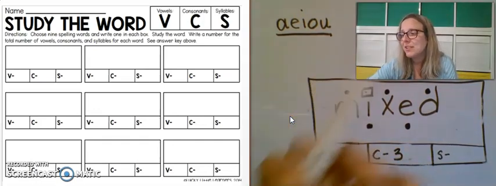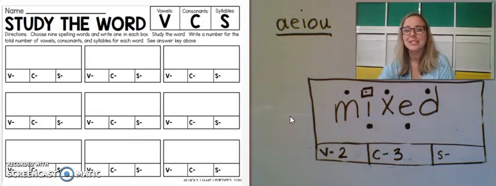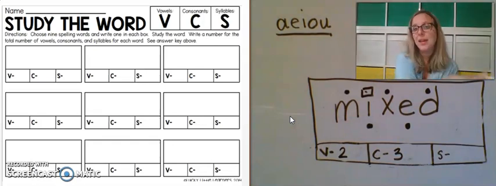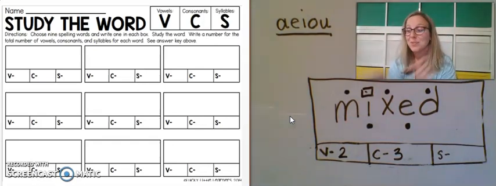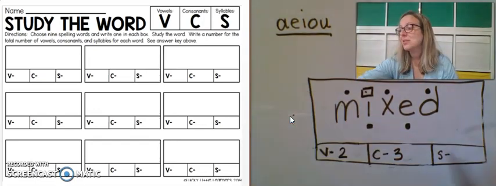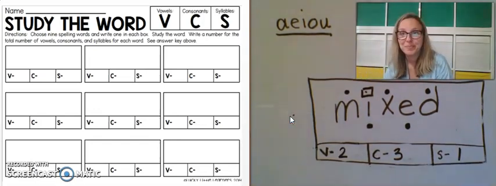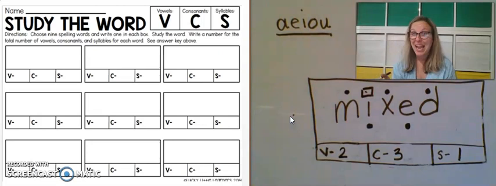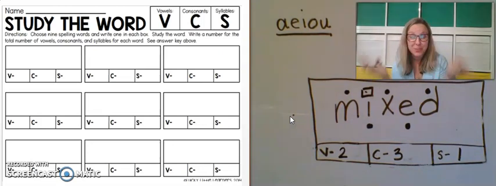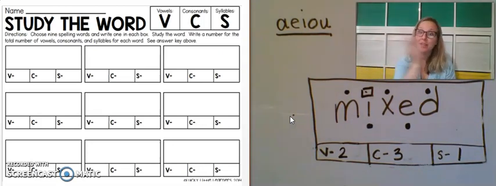Now I just need to figure out how many syllables when I say the word mixed. Okay, it's not mix-ed. It's mixed. So I hear 1 beat, mixed. So it's 1 syllable. Okay, boys and girls, I think now you've got an idea of how to do this word study. So go ahead and finish the last 6 problems on your page.